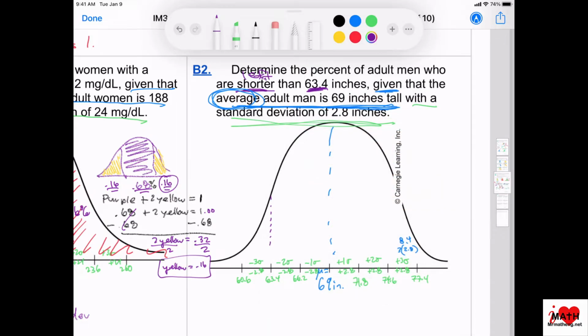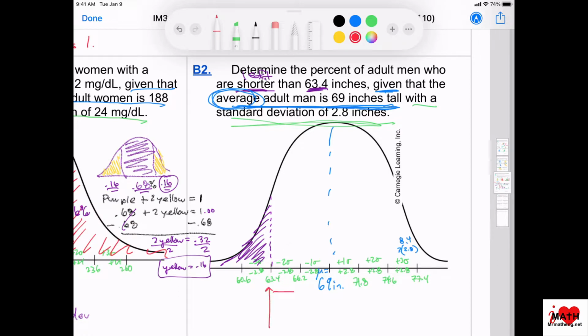63.4 is right here, and they want something that's shorter or to the left. They want to know what this region is. Okay, I'm going to use a color I have not used before. Let's use red. This line here represents how many standard deviations.